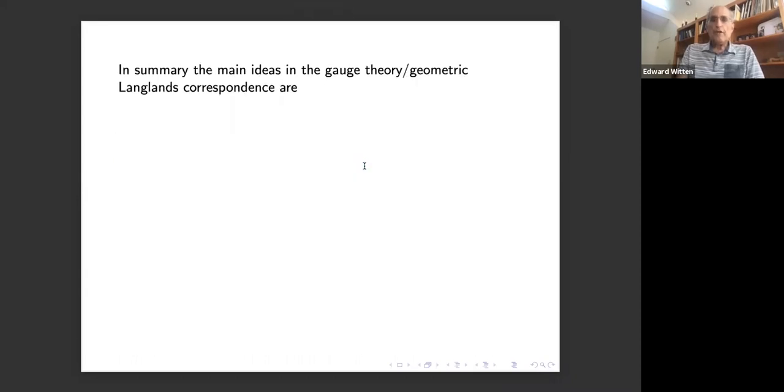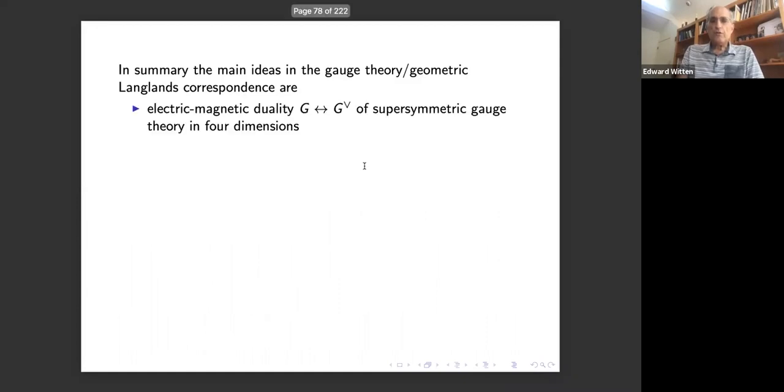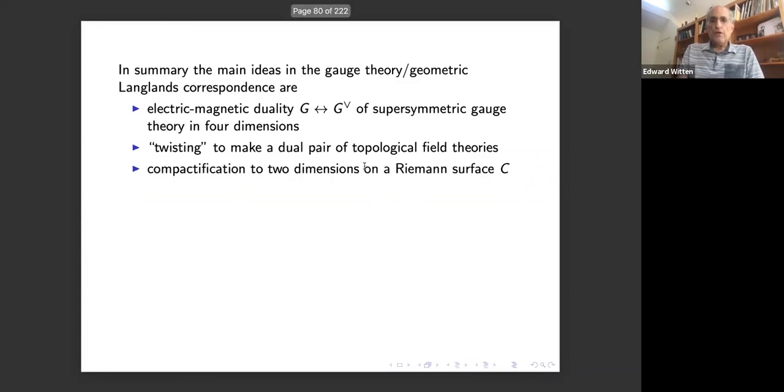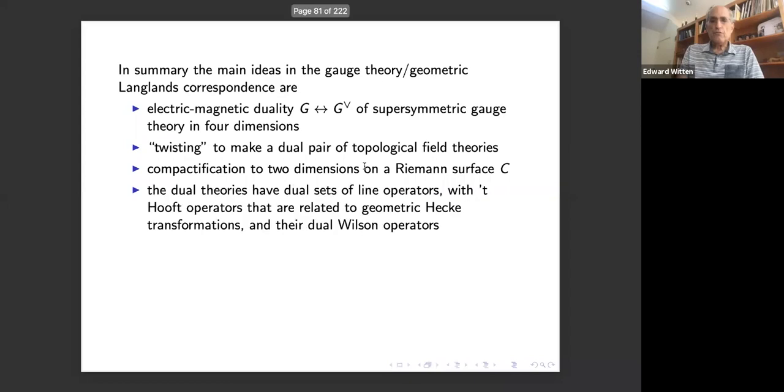In summary, the main ideas of the gauge theory geometric Langlands correspondence are the following. There's electric-magnetic duality between G and G dual for supersymmetric gauge theory in 4 dimensions, twisting to make a dual pair of topological field theories, compactification to 2 dimensions on a Riemann surface C. The dual theories have dual sets of line operators, with the 't Hooft operators related to geometric Hecke transformations and their dual Wilson operators.